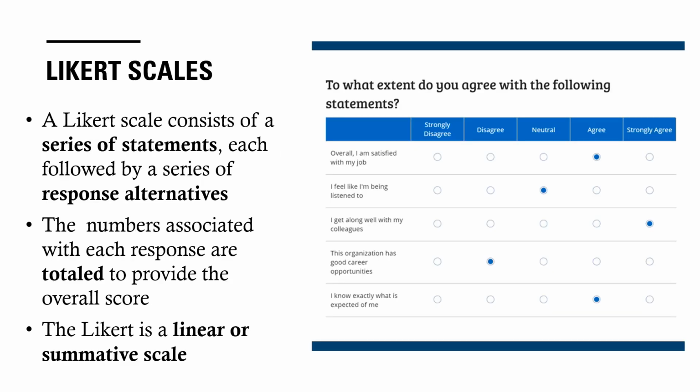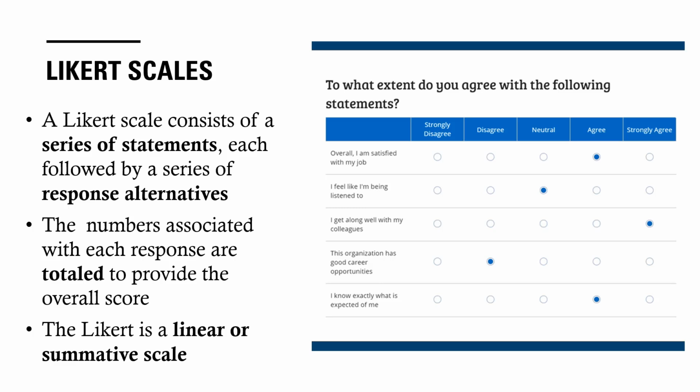One example of a scale where two or more items are used to assess or measure a single variable is a Likert scale. A Likert scale is probably the most common type of scale that we use in social research. Now, a Likert scale consists of a series of statements or items, each followed by a series of response alternatives. These response alternatives commonly look like the following: strongly disagree, disagree, neutral, agree, and strongly agree.